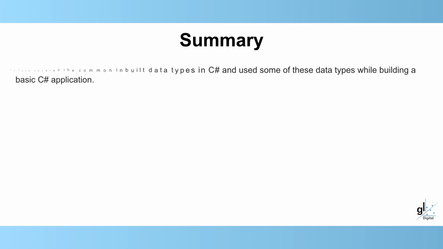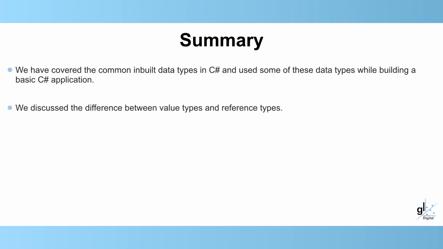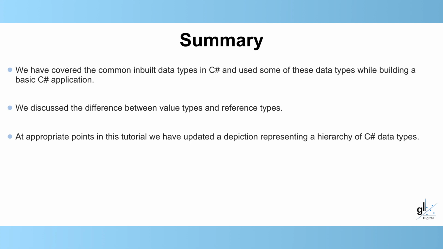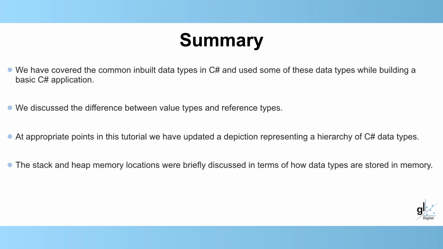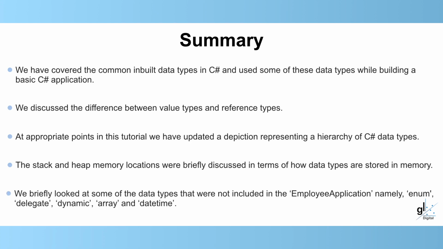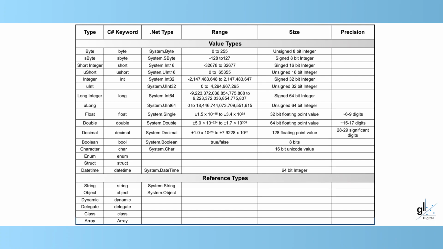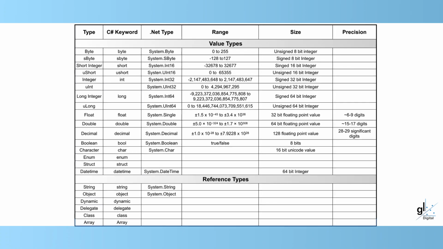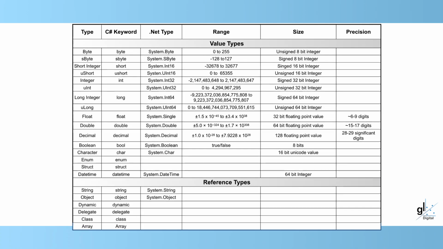We have covered the common inbuilt data types in C# and used some of these data types while building a basic C# application. We discussed the difference between value types and reference types. At appropriate points in this tutorial, we have updated a depiction representing a hierarchy of C# data types. The stack and heap memory locations were briefly discussed in terms of how data types are stored in memory. We briefly looked at some of the data types that were not included in the employee application, including enum, delegate, dynamic, array, and datetime.